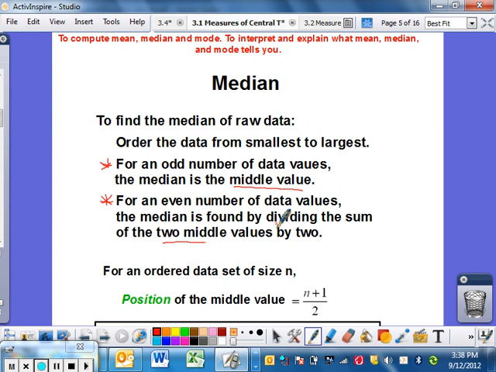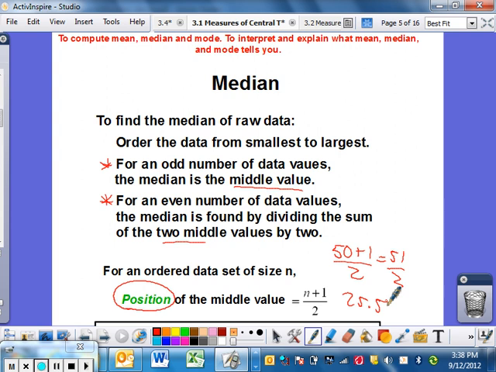One way to cure this, and some people get a little bit frustrated by this, is the position of your number. Let's say you had 50 numbers in your data set. You can go 50 plus 1 over 2. That's 51 over 2, which is 25.5. The position of your median would be exactly between the 25th and 26th number. That's what that means.